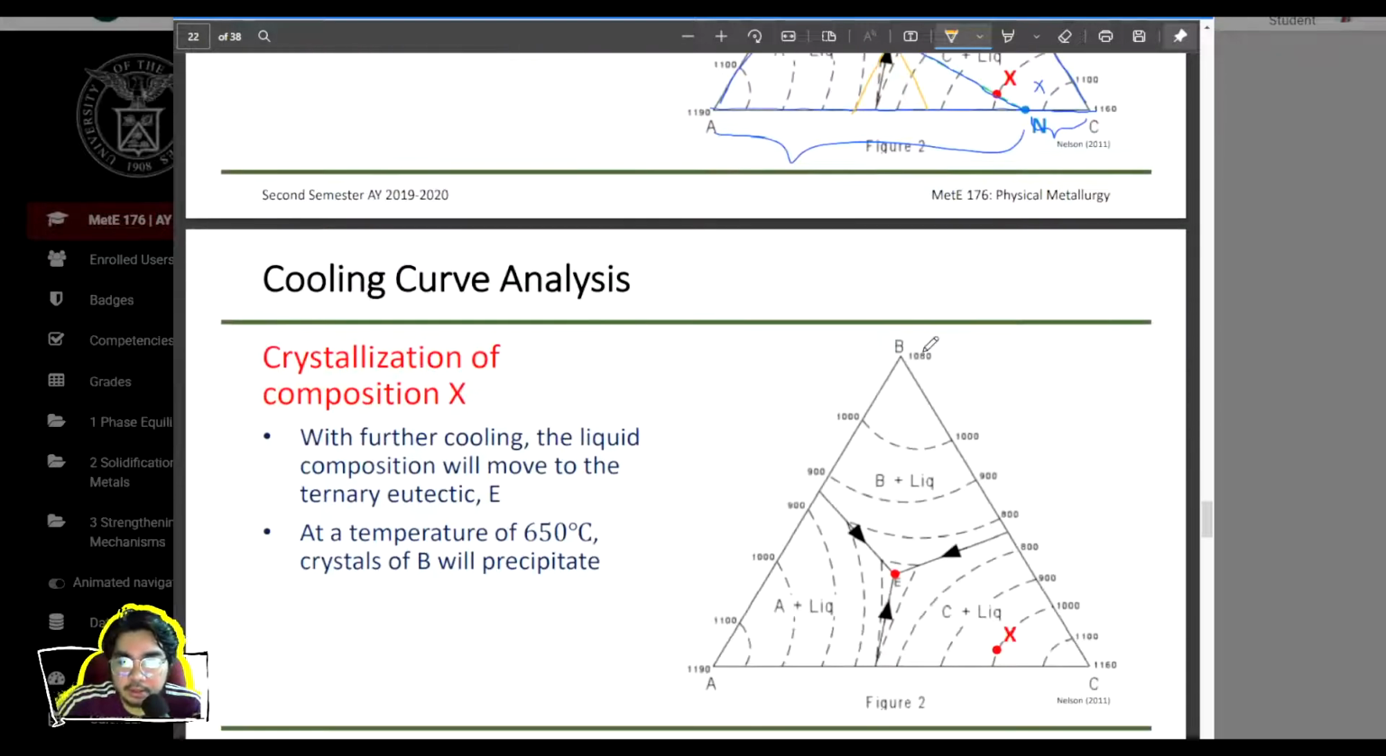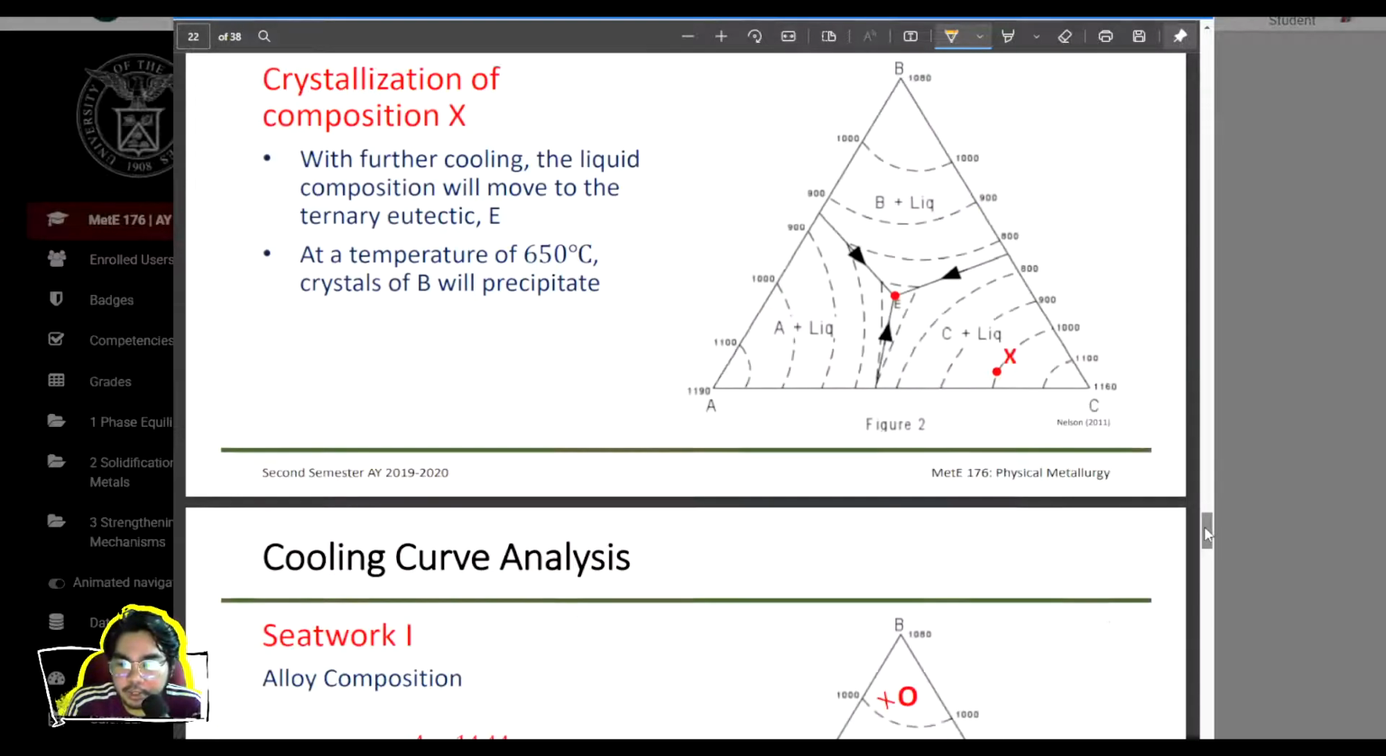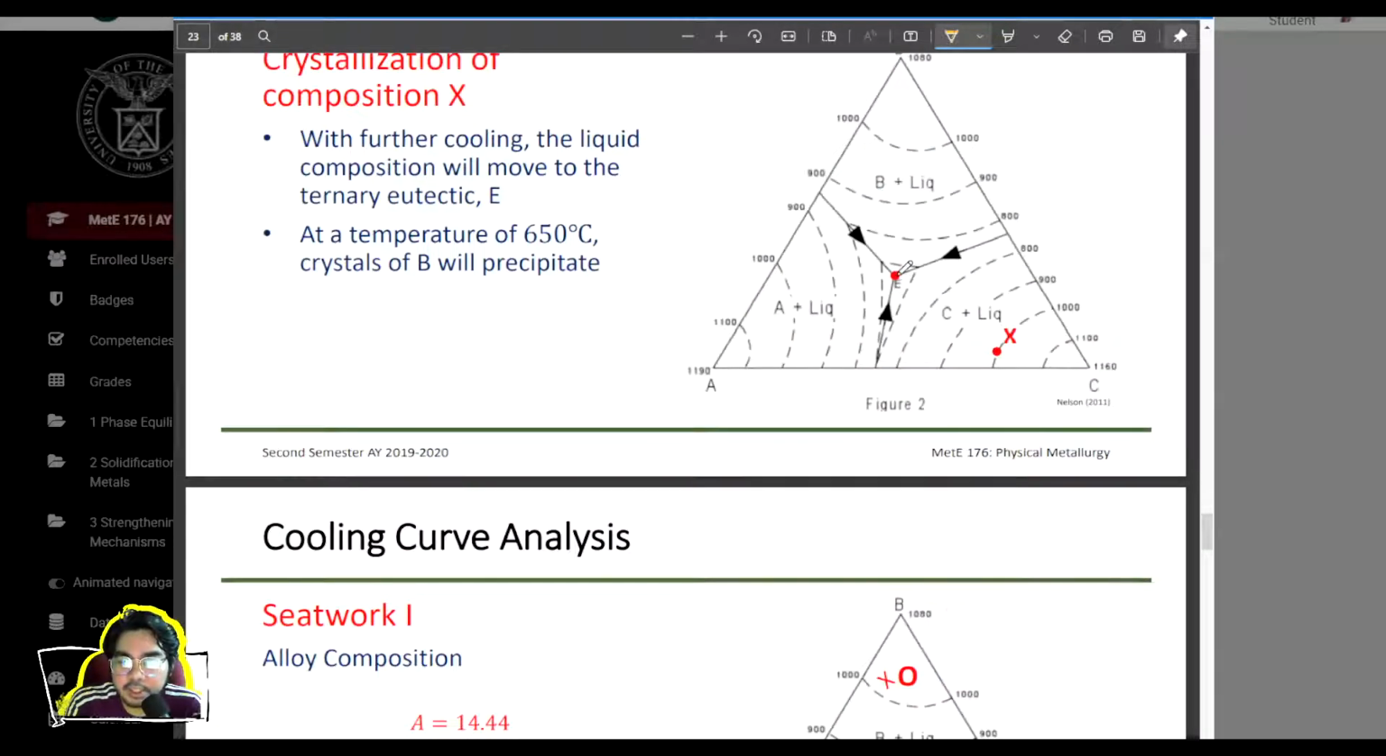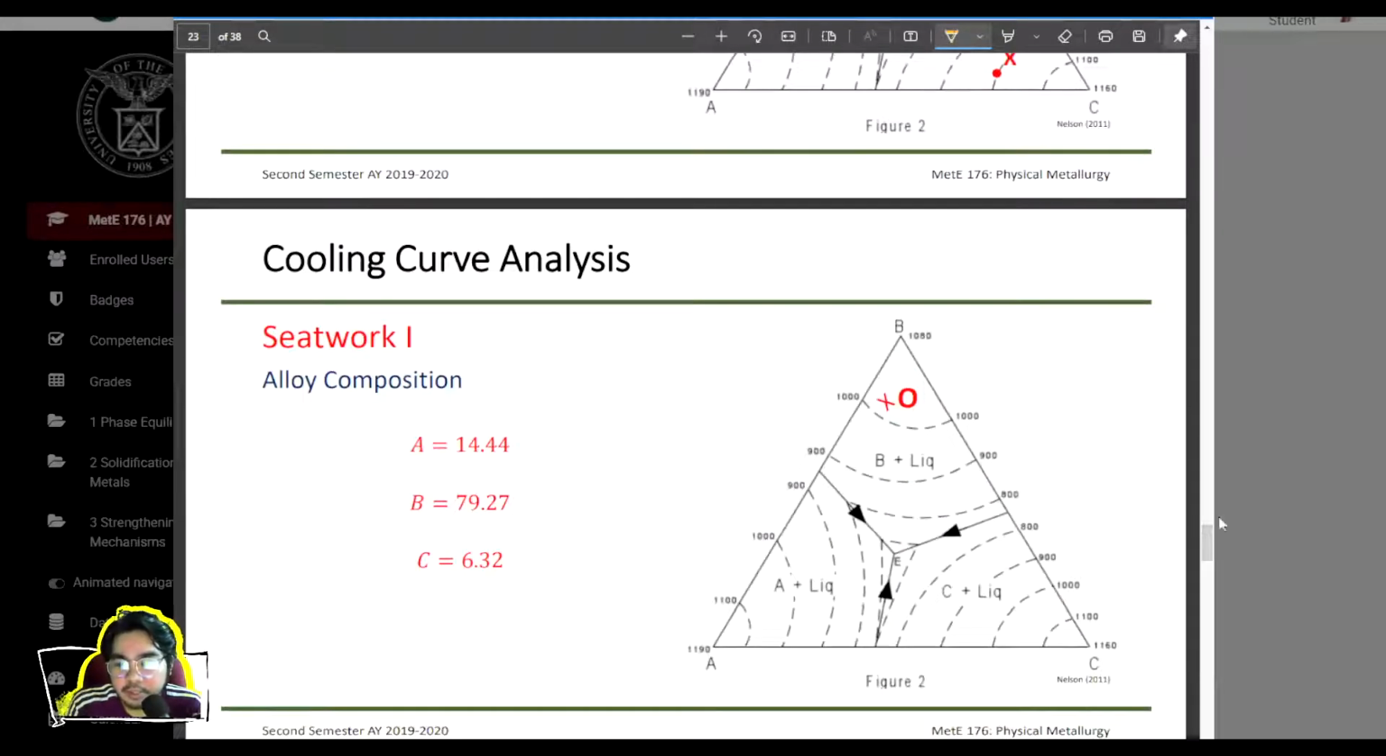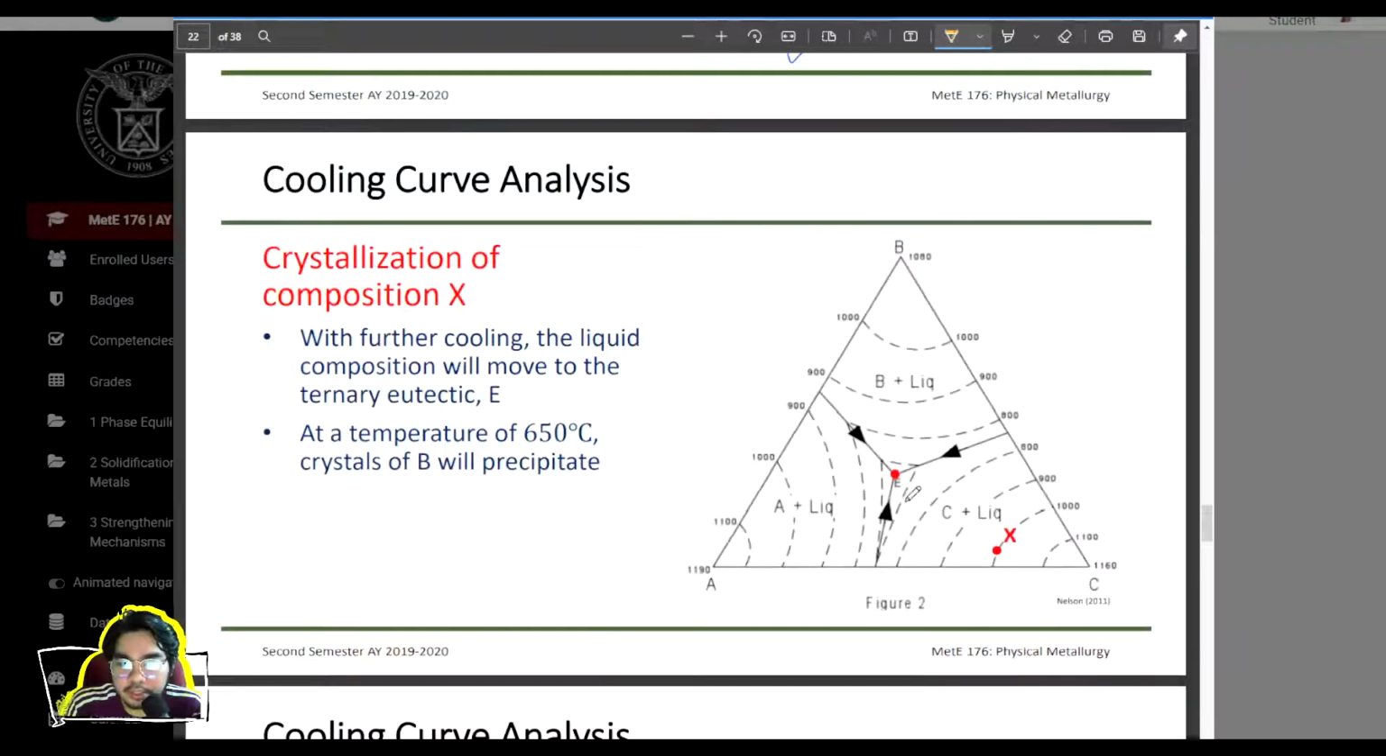So, once you reach the isoplet, go down tayo sa line hanggang pumunta tayo sa eutectic. Kapag nasa eutectic ka na, then obviously, yun na yung endpoint, no? Kasi from the eutectic point, para siyang binary eutectic lang din, diretso siya from the liquid, we will produce solid 1 plus solid 2.